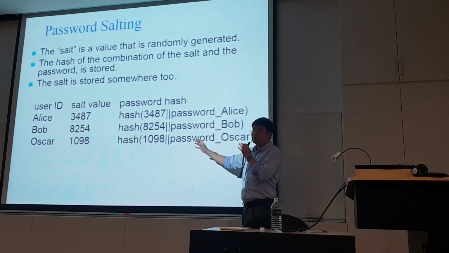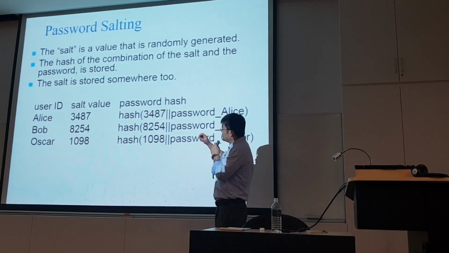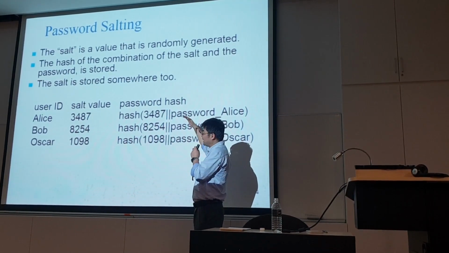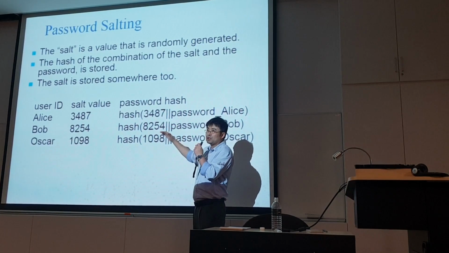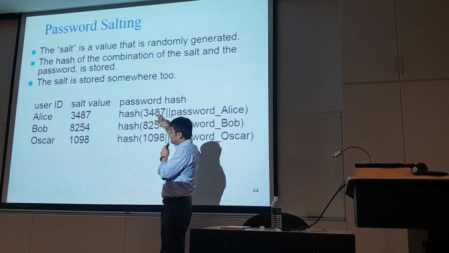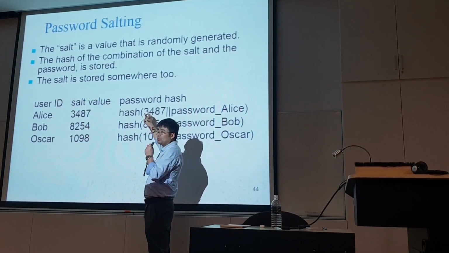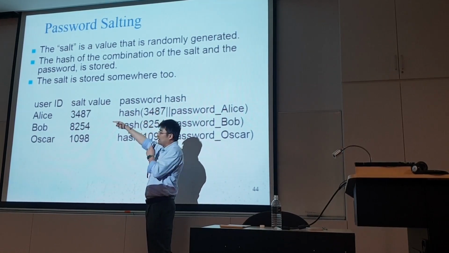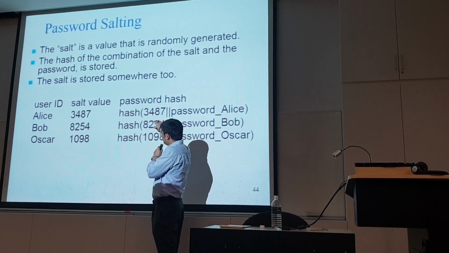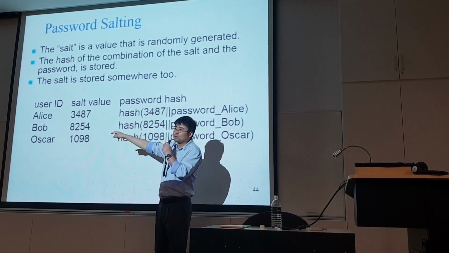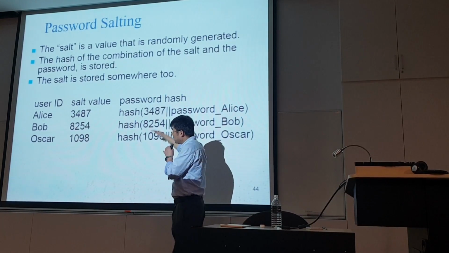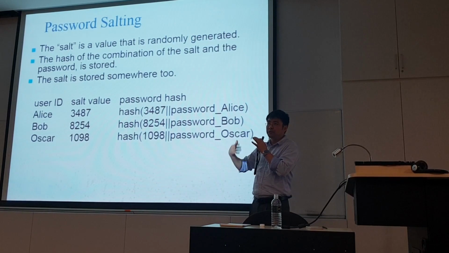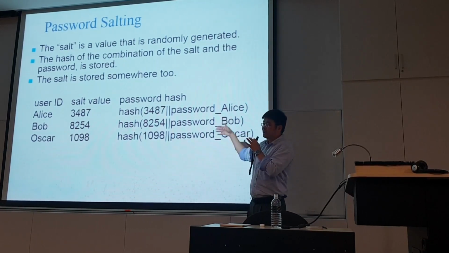But if you have salting, then every time you pick a password, you cannot just use one hash to compare against all the users. You need to hash one by one because each user has a different salt value. You pick a potential password, you need to concatenate it with this salt value to check Alice's password. You need to concatenate with a different value to check against Bob's password, and so on. So if there are n users, you pick one password, you need to hash n times with different salt values to test one by one.